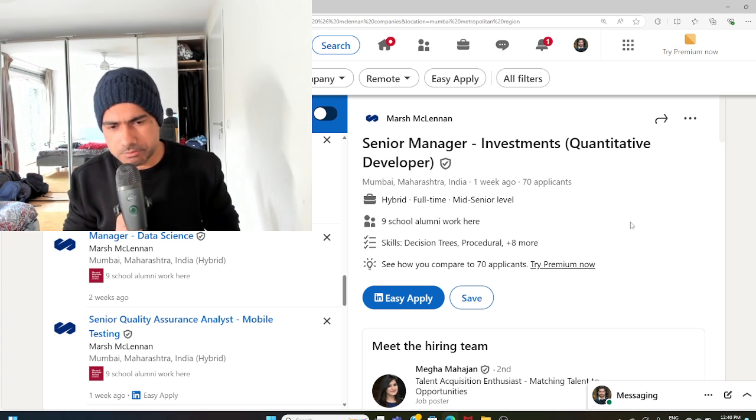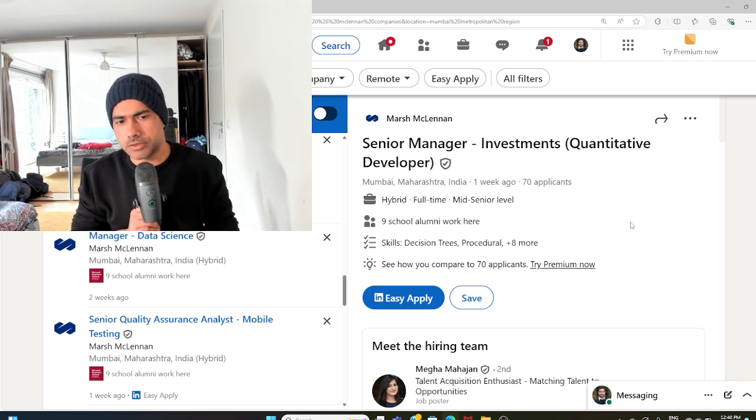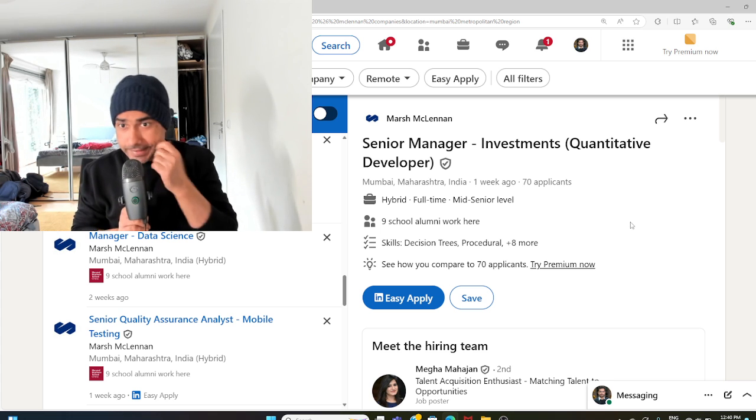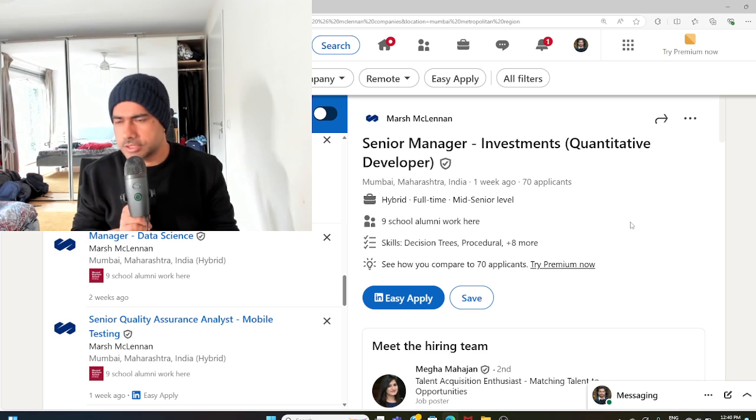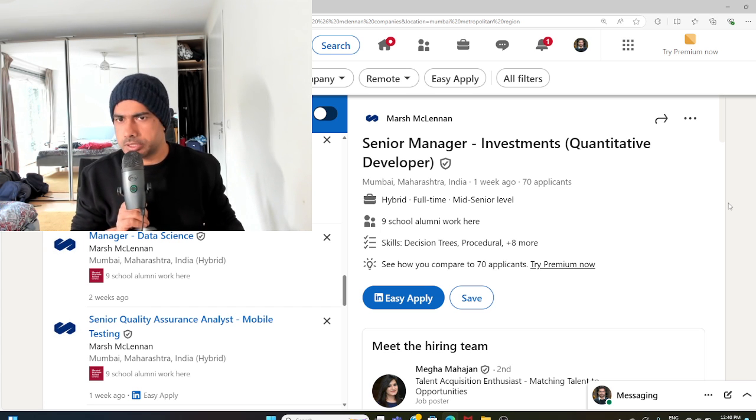I remember in my time, Marsh used to be one of the biggest companies when it comes to hiring actuarial consultants in the quantitative space in India. And I think they've been expanding to different other businesses, and they do have a wing called Marsh McLennan. It's part of Mercer, and they're into quantitative investment. They're hiring a senior manager as a quantitative developer in Mumbai.